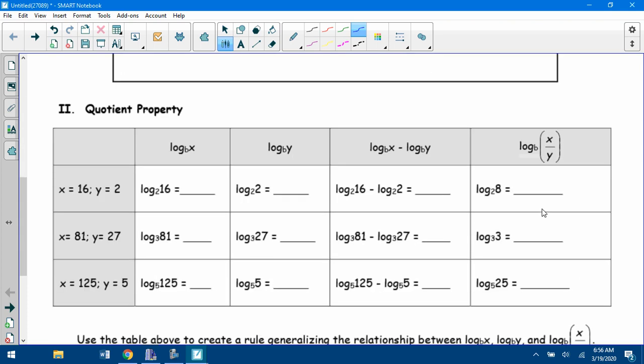All right, going down to these ones. 2 to the 4th is 16, so that should have been 4. 2 to the first is 2, so that should be 1. 4 minus 1 is 3. And 2 to the third is 8.